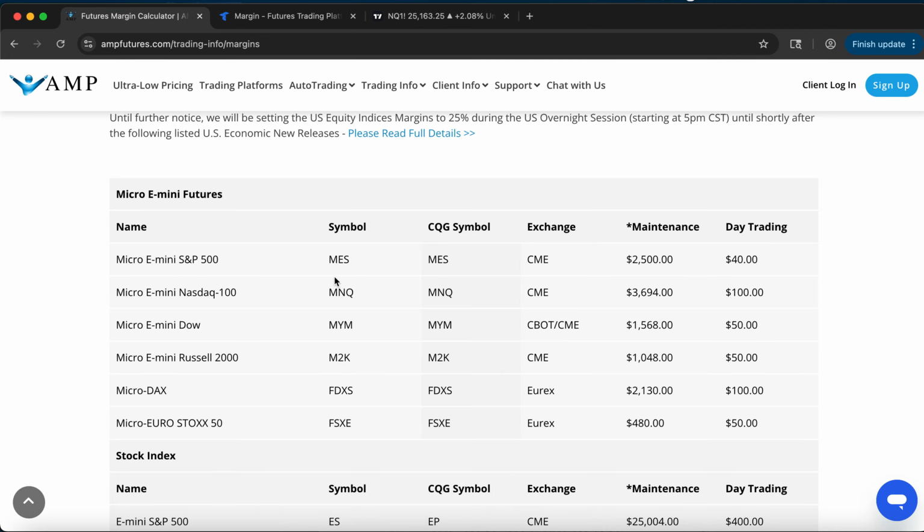To trade a micro ES or micro NQ, in order to day trade ES, which is the S&P 500, or SPX 500 if you're coming from the Forex side, as you see right here, you need $40 in your account to trade one contract. With two contracts it'll be $80. With three, you just add $40 to it. For maintenance, in order to hold the trade into the next day, you would need $2,500 in your account.